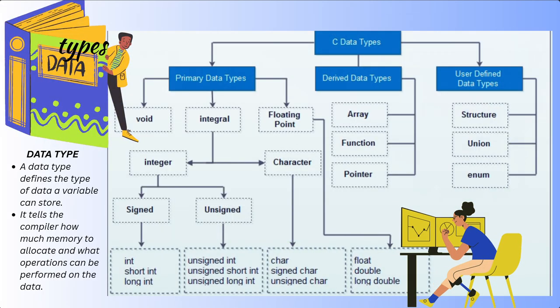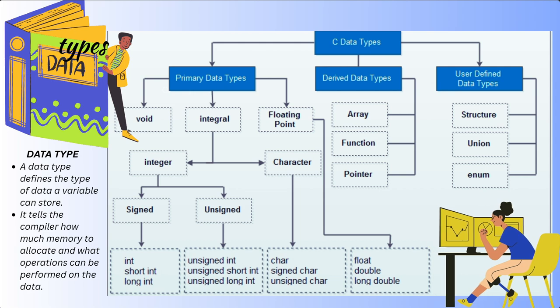We have data types. Data types is one of the most important topics of this chapter. We will learn each one of them in detail, and it is the most important concept. A data type defines the type of data a variable can store. It tells the compiler how much memory to allocate and what operations can be performed on the data.